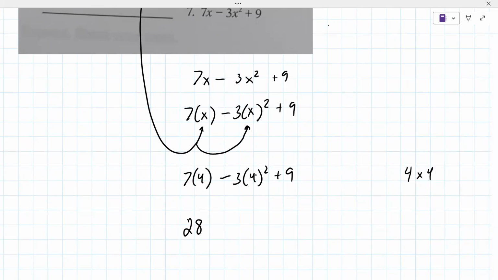Okay. Let me do this one more time. Times three. 3 times 16, 48. Okay. And give that plus another 40, so we got 28 minus 48, negative 20 plus 9, negative 11. Or positive 11. I think it's negative 11. Negative 11. Okay. All right. Negative 11.